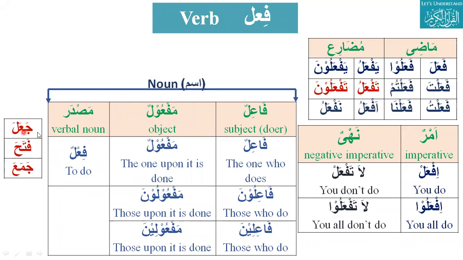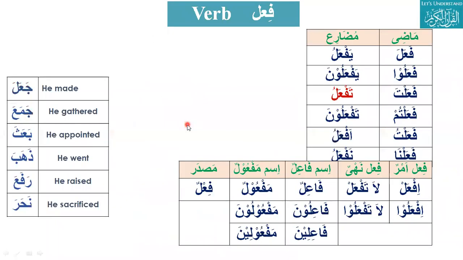If I take ja'ala, let's replace fa with jim. If we replace fa with jim, it will become ja'ala. And let us try to make all these words. This is madi, mudare, amr, nahi, fa'il, maf'ul, and masdar. So Ibrahim Farhan is there? Yes. Can you please first do with fa'ala and then fit it with ja'ala, please?